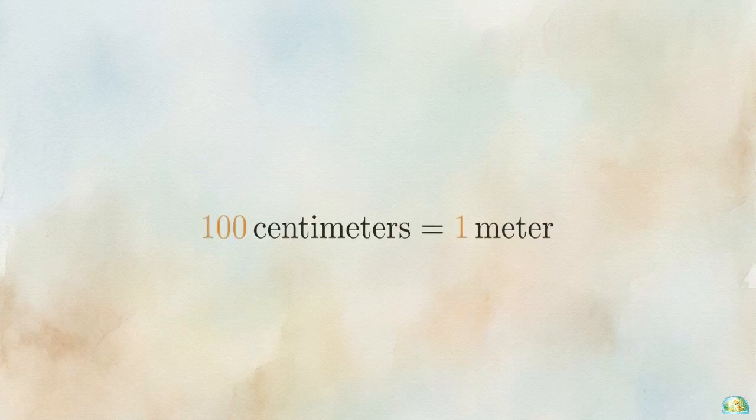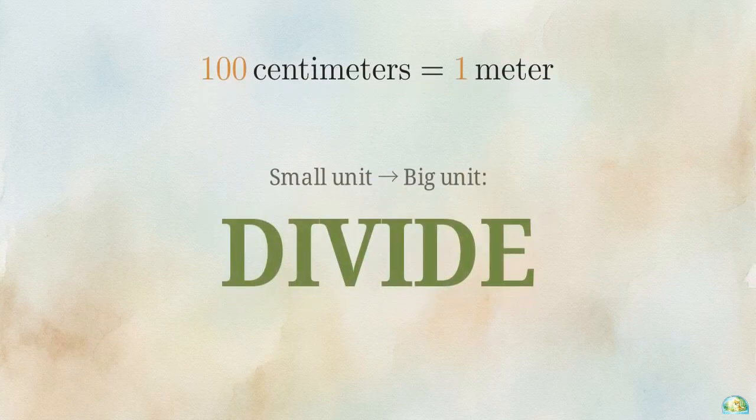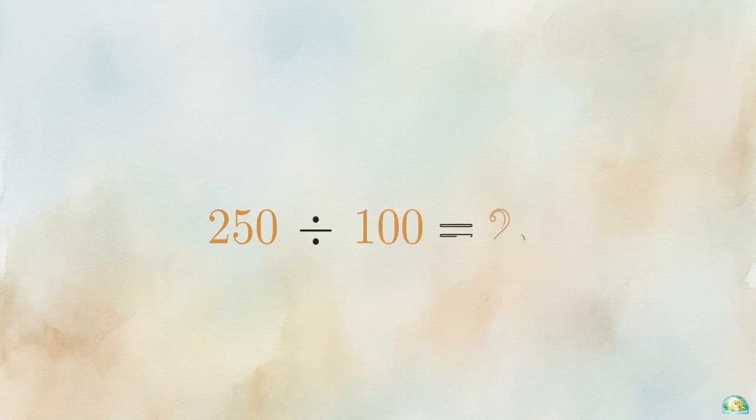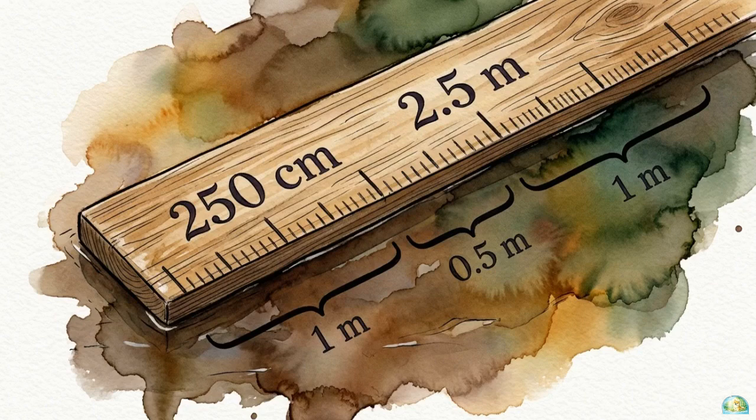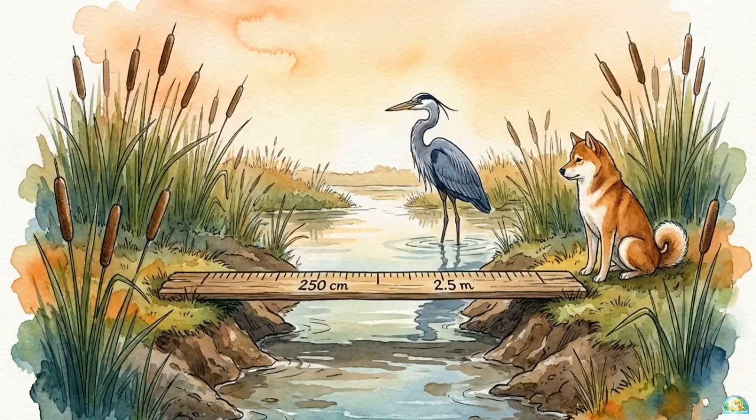It takes 100 centimeters to make 1 meter. Shifting from a small to a larger unit, we divide. 250 centimeters divided by 100 leaves 2.5. 250 centimeters is exactly equivalent to 2.5 meters. Here, the numerical value shrinks. By grouping those tiny centimeter increments into large whole meters, we get a smaller number. The distance of the channel, however, remains perfectly constant.